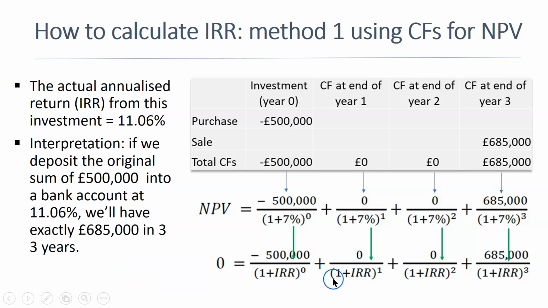The result of this particular calculation happens to be 11%, 11.06%. What does this number mean?